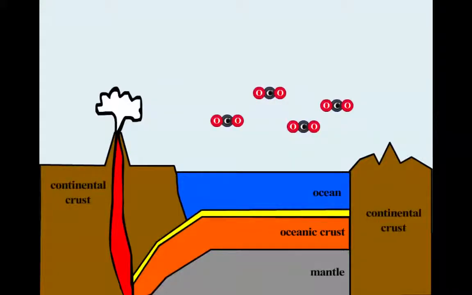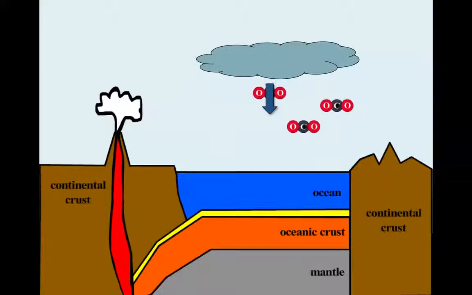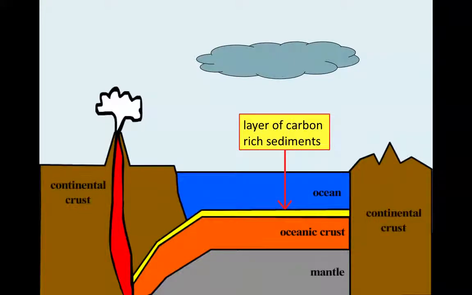Like water, carbon comes in many forms and can be found in many different places. Let's start by looking at carbon dioxide in the air. When it rains, this carbon can be washed down into the ocean. Over time, some of it settles to the bottom, forming a layer of carbon-rich sediments. This carbon can be trapped down there for millions of years. But it isn't trapped forever.